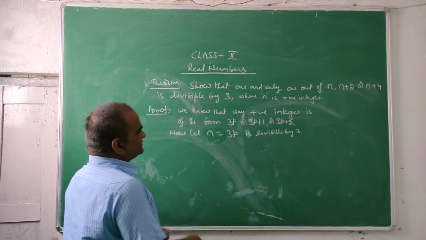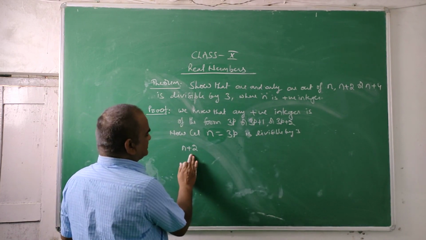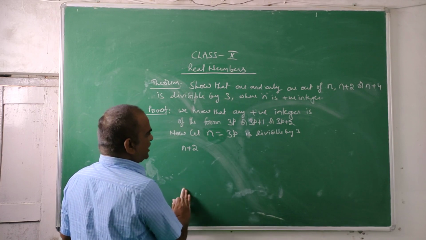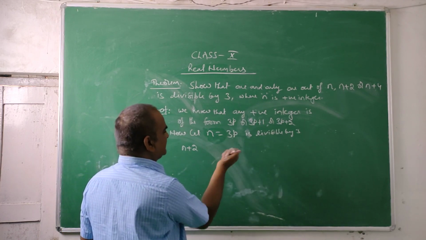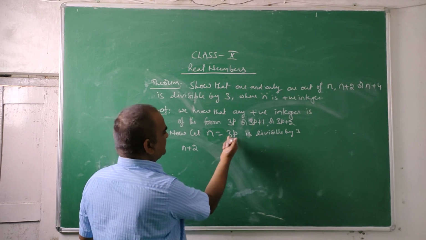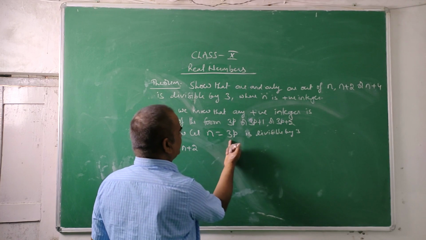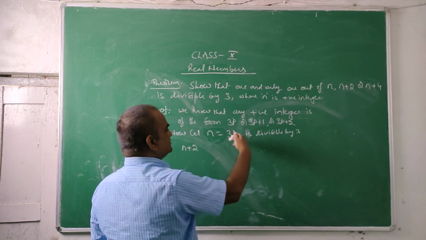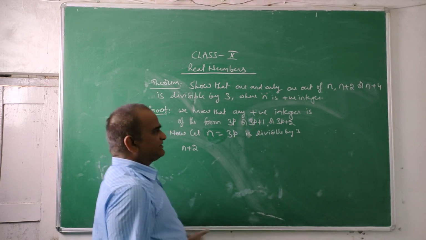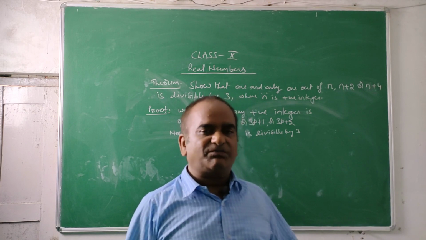So now let us take n plus 2. Now we have to prove that neither n plus 2 nor n plus 4 is divisible by 3 because already n is divisible by 3. Because we took 3p, it is a multiple of 3, so n is divisible by 3. So by the theorem, only one of them is divisible by 3. So already you are agreeing n is divisible by 3, so the other two are not divisible by 3. That we have to prove now.